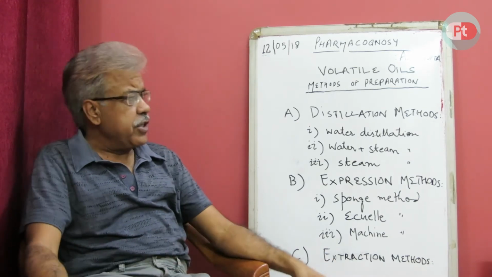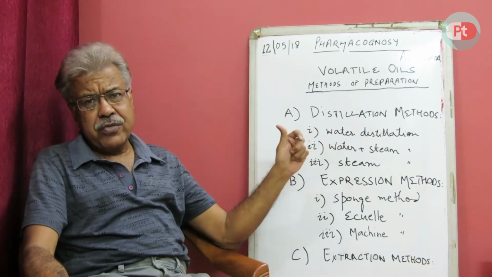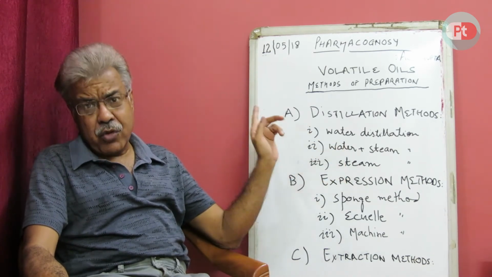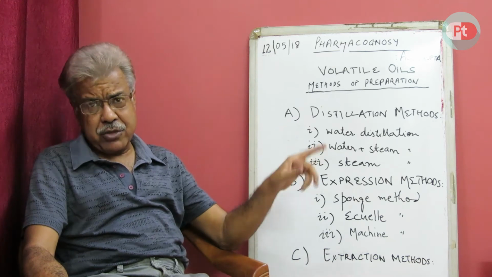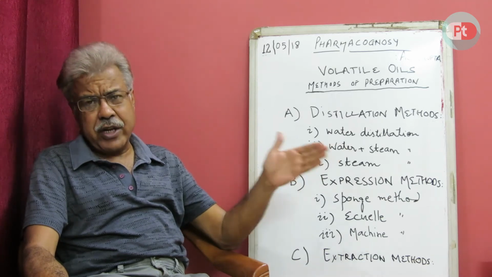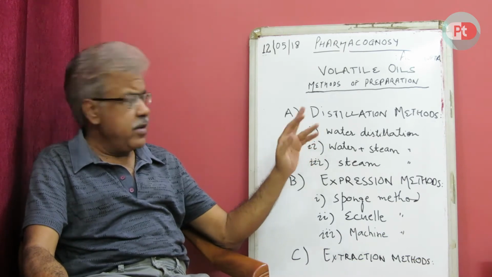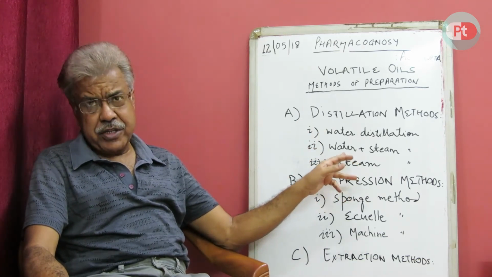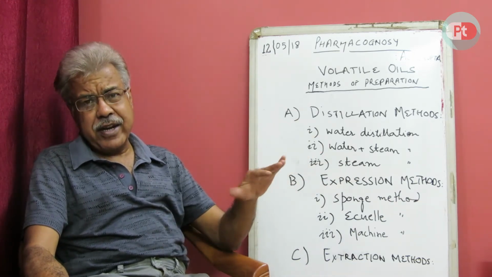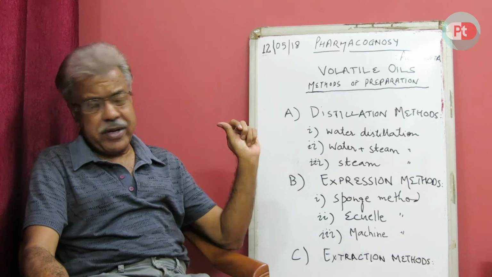Okay, now coming to the distillation method. In water distillation, only water is used over the plant, like in the case of turpentine oil. In water and steam distillation, the distillation is done by both water and steam, the steam being passed through the water in which the plant is kept, and the distillate is collected and the volatile oil is separated, like for example clove and cinnamon. And lastly, steam distillation, in which the steam is passed directly through the drug material, and the volatile oil is collected and separated from the distillate. For example, peppermint and spearmint.